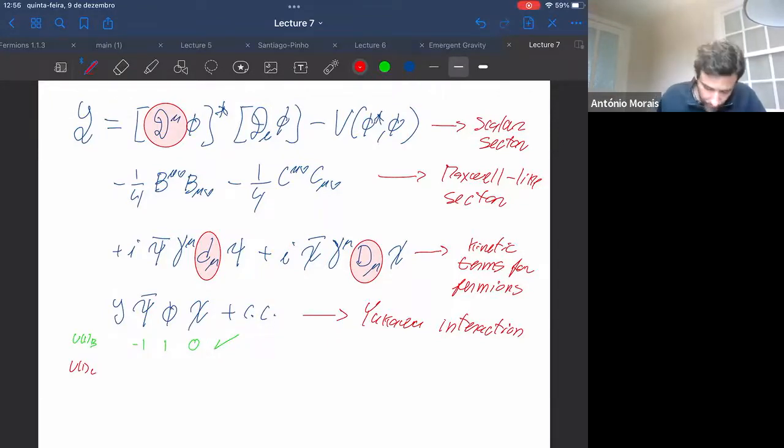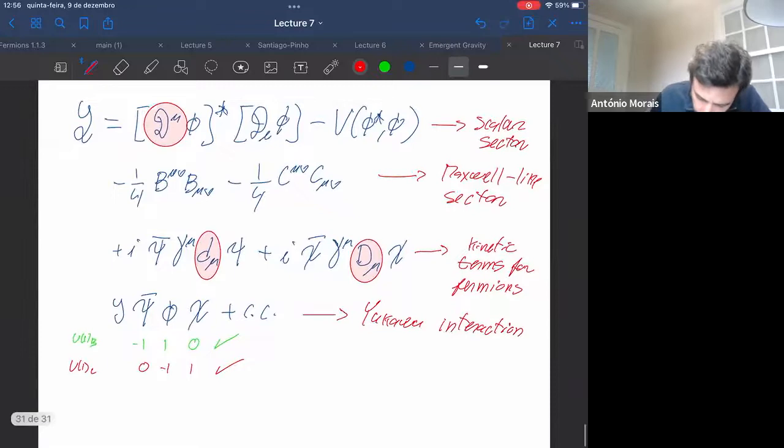For U1c, psi bar is 0, phi is -1, and chi is 1. So this also sums to 0, and this is allowed. The same holds in the potential and in the kinetic terms, because of the conjugation. The gauge fields are neutral under this, so there is no question. Also in psi bar psi, there is no question because of the field and the conjugated field. The kinetic terms for fermions are also allowed.